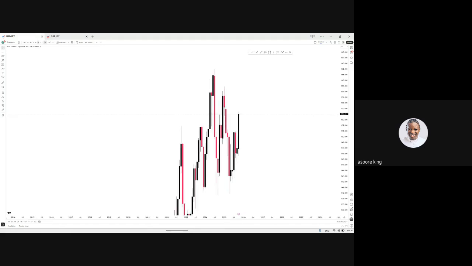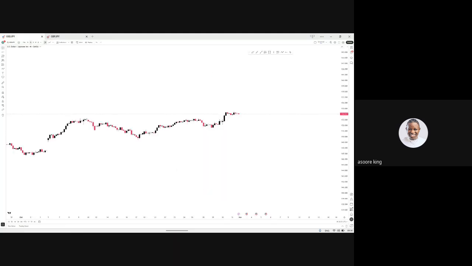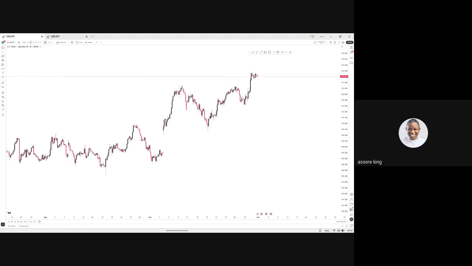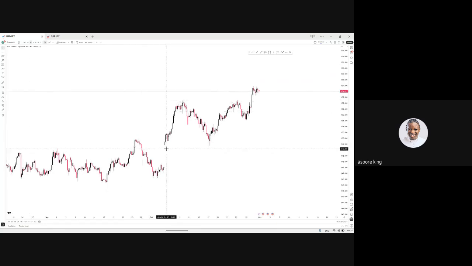So now USDJPY. For USDJPY, I messed up. I took this trade, but I closed out earlier. I didn't know that price had already tapped into the zone that I wanted. So I closed out earlier. I bought around this place, I closed out immediately, price spiked. So I messed up. I didn't do my top analysis.